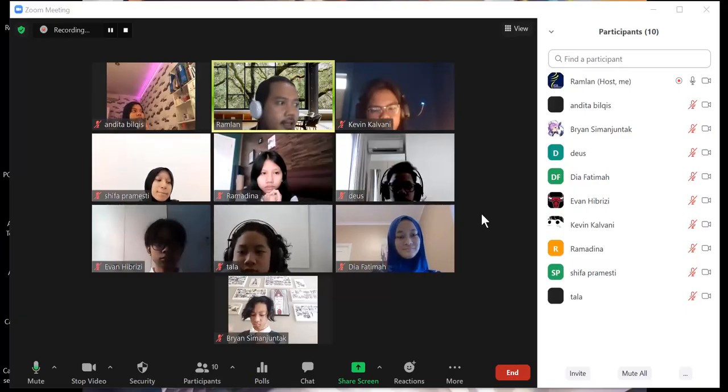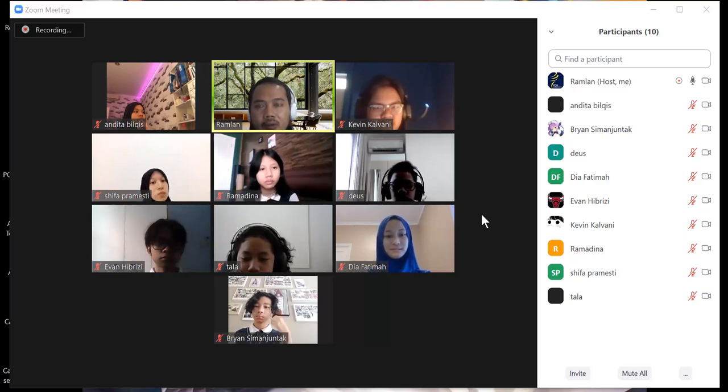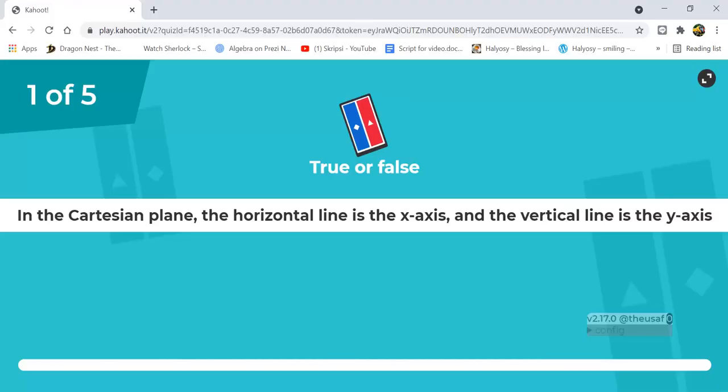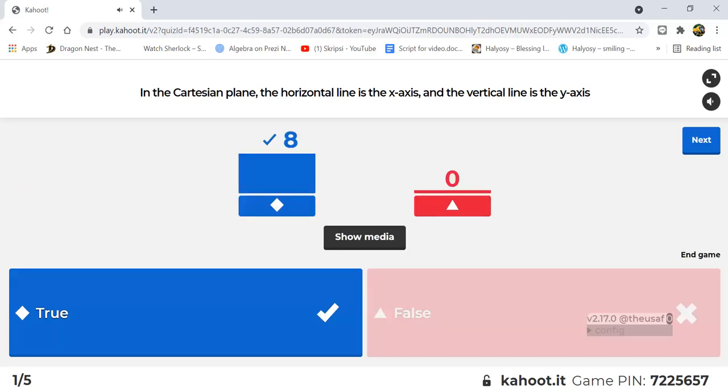Before we start again, let's start by reviewing what we have learned previously and the things that will connect to our lesson today, which is about the Cartesian diagram. Actually, it's the same question as before, guys. It's about horizontal and vertical lines. In the Cartesian plane, the horizontal line is the x-axis and the vertical line is the y-axis. So is it true or false? Very good, guys. Okay, next question.